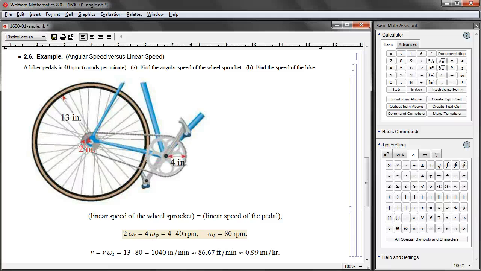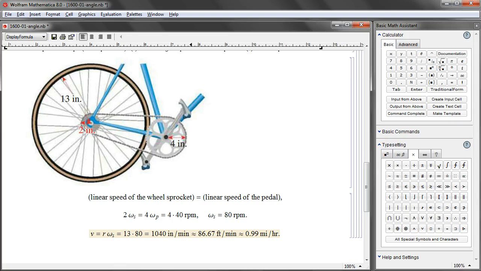Okay, that's part A of the problem, and let's go to part B. Find out the speed of the bike, which is the linear speed of this big wheel. So what is it? V equals r omega. Again, we are using the same formula, and r is in this case 30 inches. And then 80 we just found out, so multiply and then you get the answer. Turns out it is about 1 mile per hour.